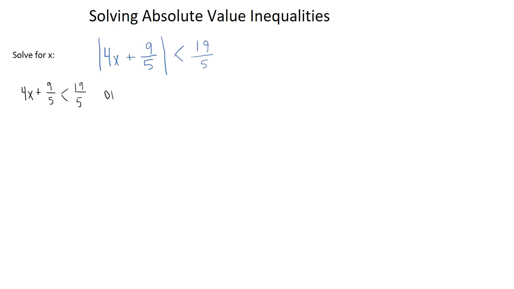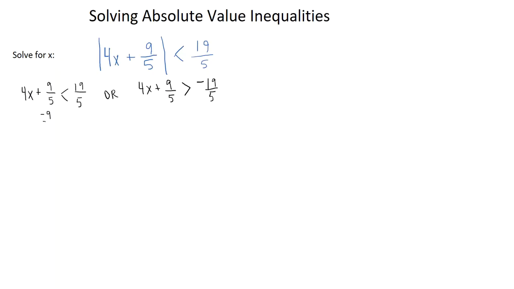And for the other equation, 4x plus 9 over 5, for this one we're going to flip both the less than or greater than sign and the positive negative. So this one will be greater than negative 19 over 5. And now we just solve both of these equations, or inequalities.